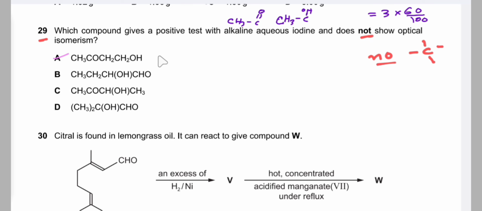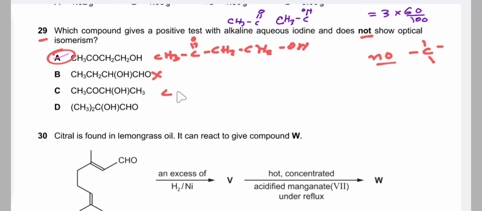So if we just draw the structure for option A, then CH3, CO, then CH2, CH2, OH. For this option, we can see that the CH3CO group is present, so it gives a positive result with alkaline aqueous iodine, and there is no chiral carbon present. So yes, the option is correct. Then for option B, there is no CH3CO or CH3CHOH group, therefore the option is wrong.